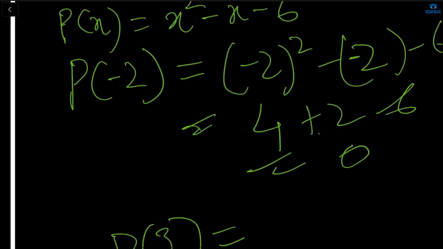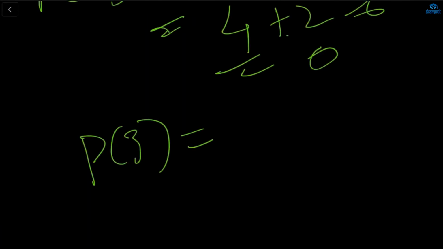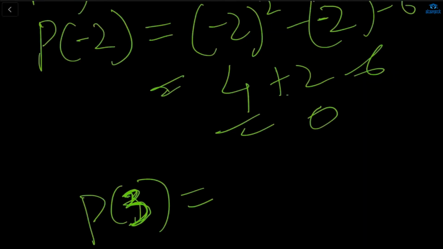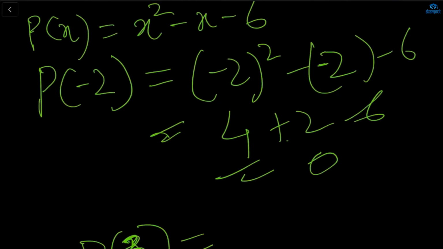Can you tell me how we'll do that? What we will do? P3. That means what? 3 square minus 3 minus 6. 9 minus 3 minus 6. The answer equals 9 minus 9... Shagan, let her answer.